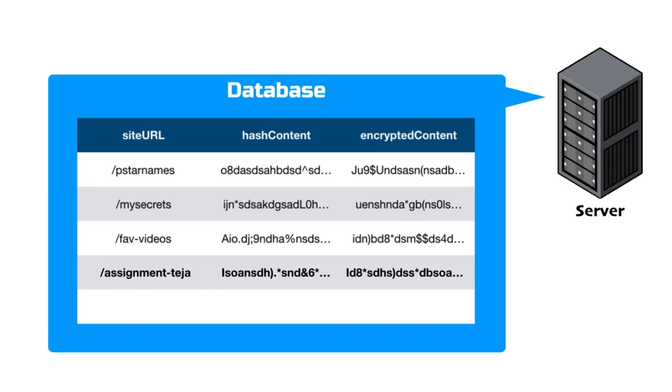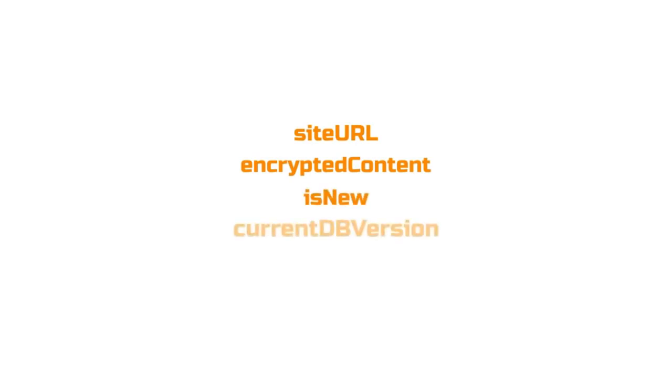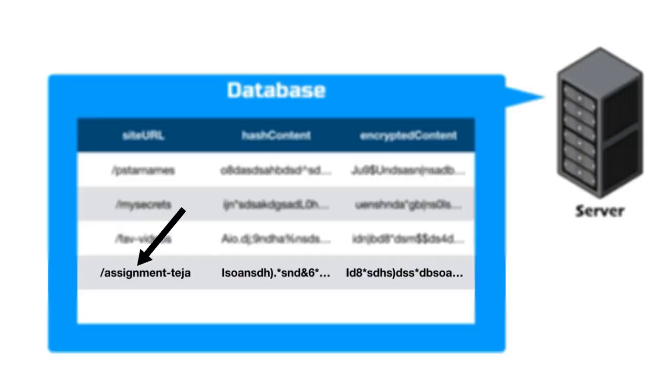Now later when you visit that same link that you created, you'll get a response from the server with 5 parameters, which are site URL, encrypted content, is new, current DB version, and expected DB version. Site URL is nothing but the name of your link, that is the string proceeding after protectedtext.com. Encrypted content is the encrypted version of the text that is saved on that particular link.